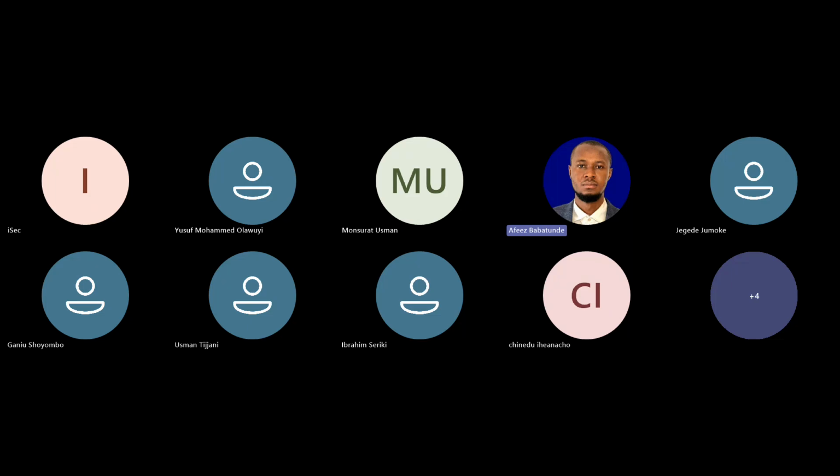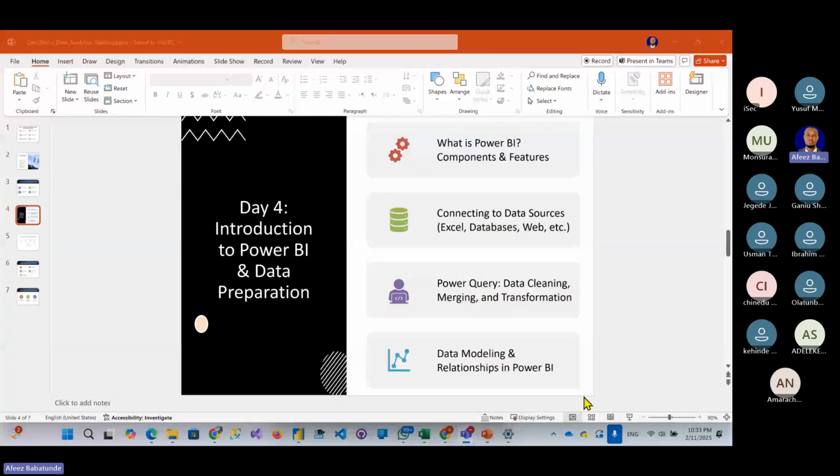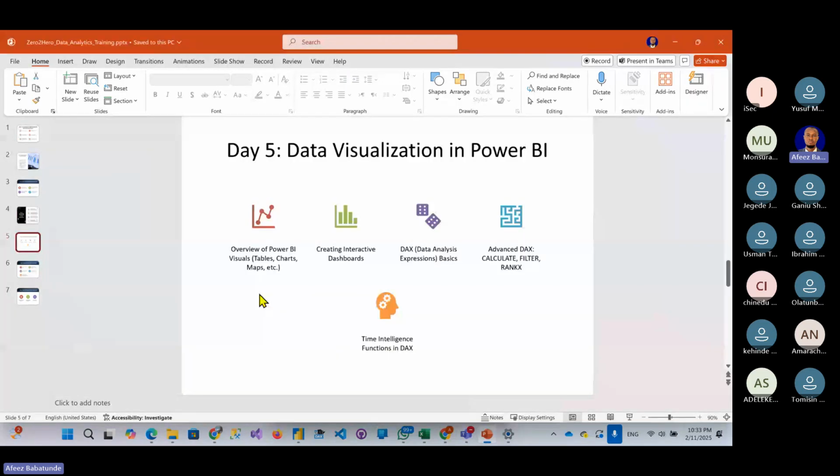So let's just start again from here. Let's pick it up from the Power Query data cleaning. And from there we jump into relationships in Power BI. And what else? We go into data modeling in Power BI. Then the next thing is data visualization. We try to at least create a report. Overview of what? Overview of Power BI.